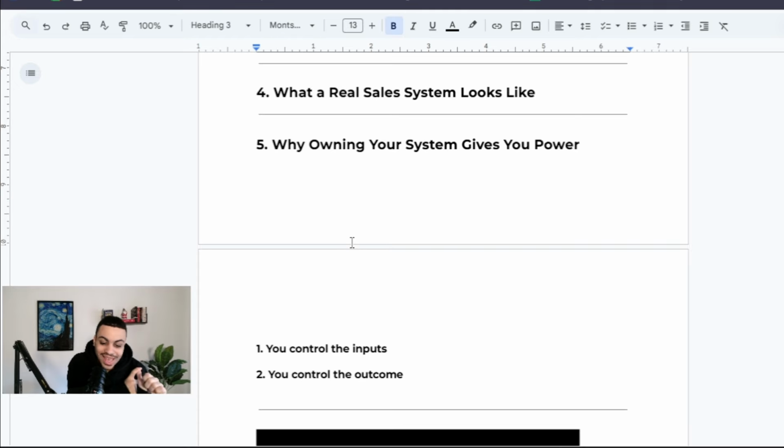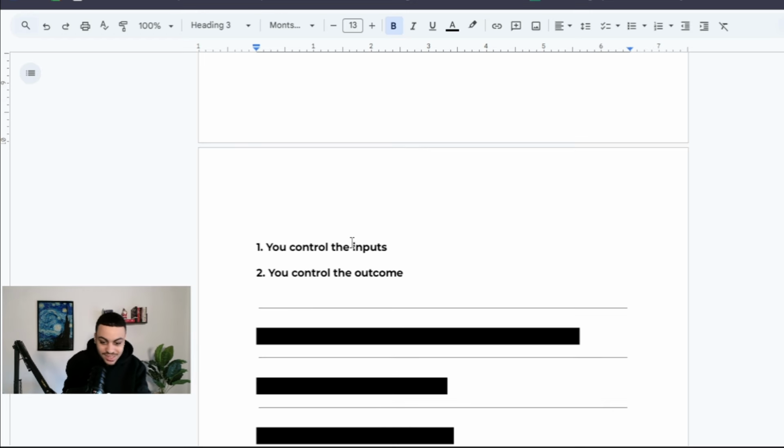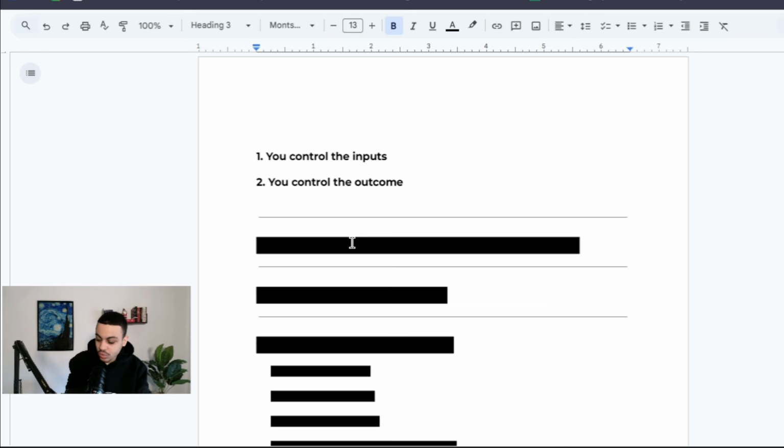So why does owning your system give you so much power? You control the outputs because you control the inputs. Okay, if you control the inputs, you're going to control the outputs, because it's math. It's super simple. You call this many agents, you get this amount of appointments.